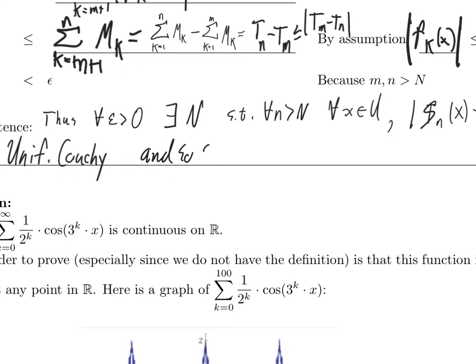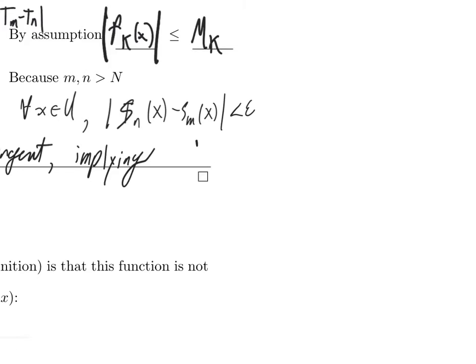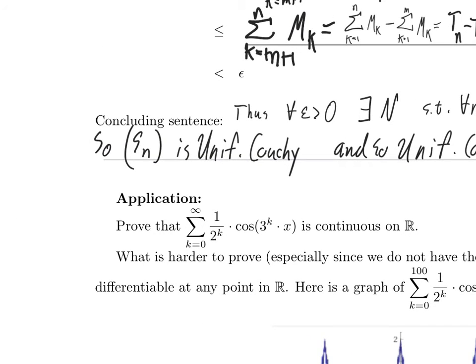And so uniformly convergent, implying that the sum from k equals 1 to infinity of f sub k of x is uniformly convergent. Cool. So the remaining thing to do is just do some applications of this result.